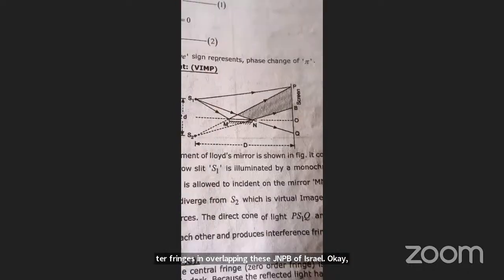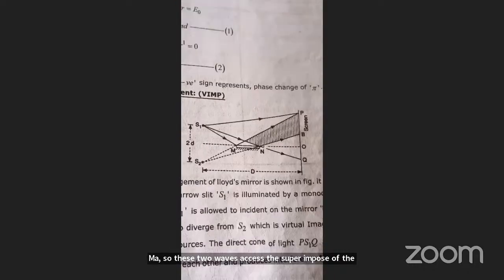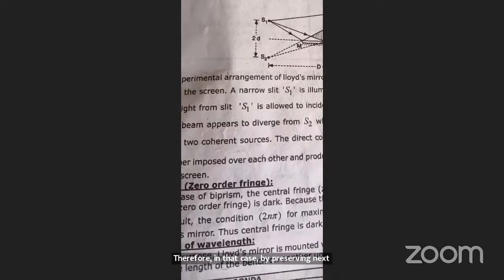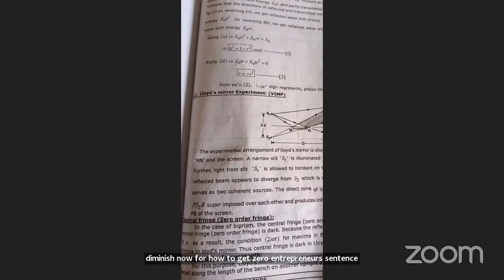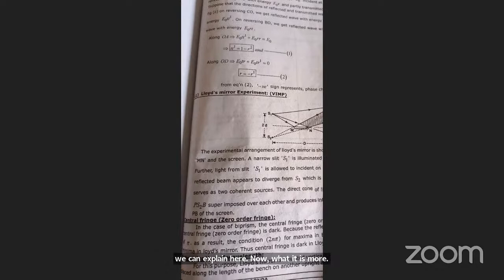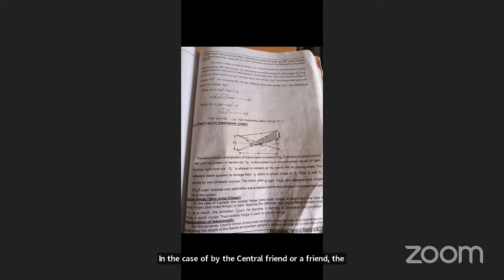These two waves act as coherent sources and superimpose in the region PB on the screen. Here we can find the bright and dark fringes. The central fringe, the zero order fringe, is dark. In the case of biprism, the central fringe, zero order fringe, is bright, but here the central fringe is dark.